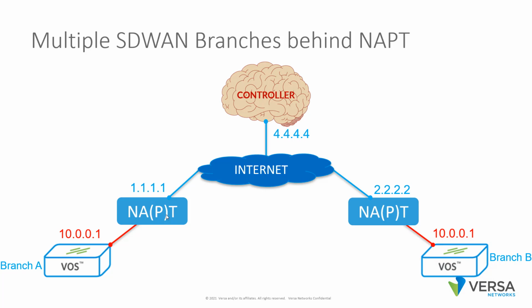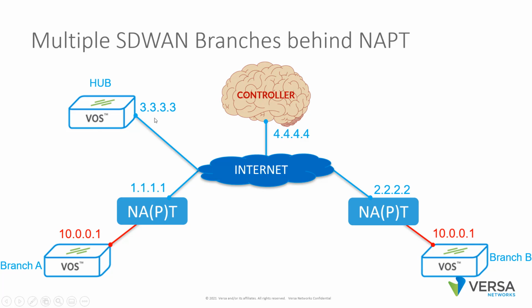While at the same time, if we have multiple devices behind different network address port translation devices, they will never be able to establish a connection to each other. The only solution that we have here is to deploy a hub device through which those devices will be connected. So in this case, if branch A would like to communicate with branch B, branch A will establish a connection with the hub, branch B will establish a connection with the hub, and the packets will go from branch A to the hub and from the hub to branch B.